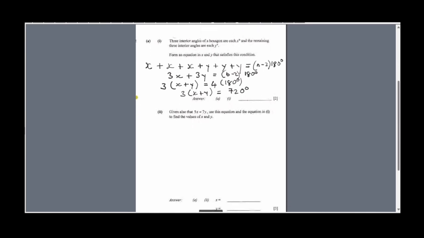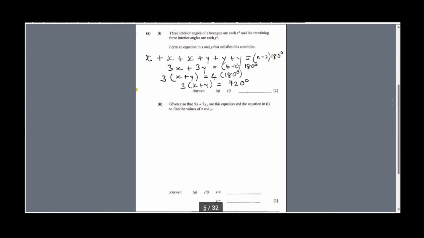And part 2. Part 2 says that given that 5x is equal to 7y, use this equation and the equation in part 1 to find the values of x and y. So in part 1, our equation, let us further simplify it. How do we further simplify the equation in part 1?